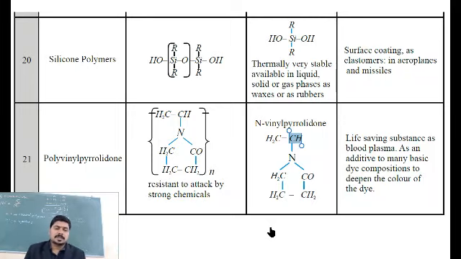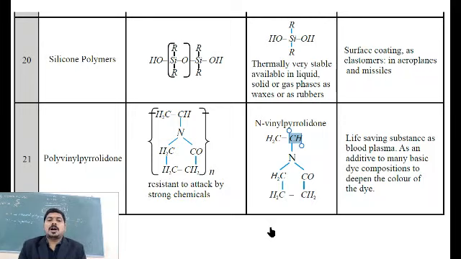Other than this, we will have questions like what the monomeric structures are for a particular polymer. For example, nylon 6,6. What will be the monomers for that one? It is adipic acid and hexamethylene diamine, 1,6-hexamethylene diamine, which is one more monomer. They can also ask what the monomers in Buna S or Buna N are. For Buna S, it is 1,3-butadiene and styrene. For Buna N, it is 1,3-butadiene and acrylonitrile.